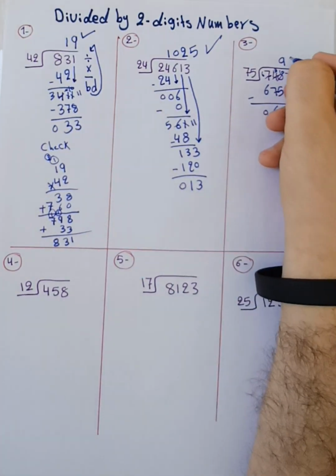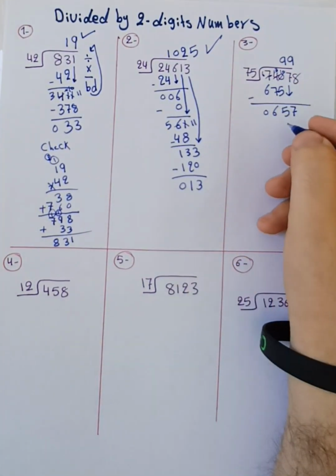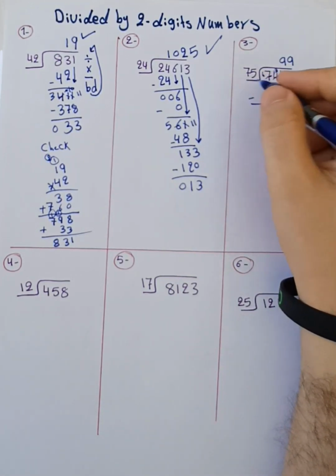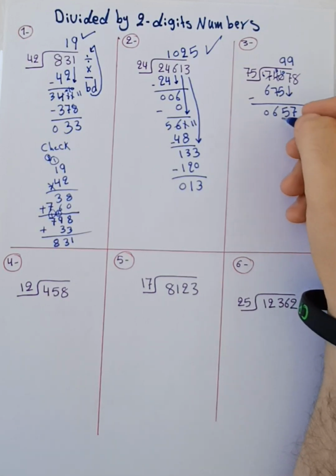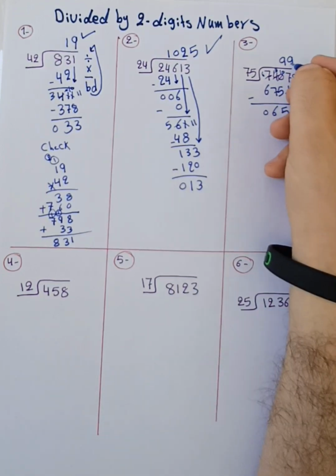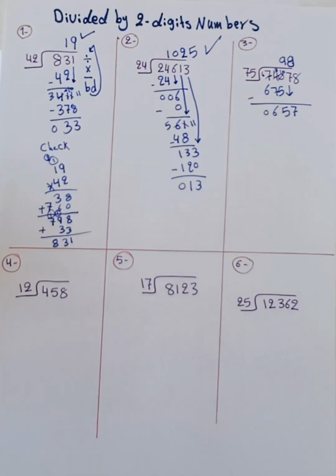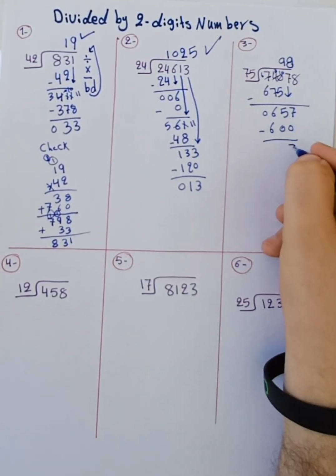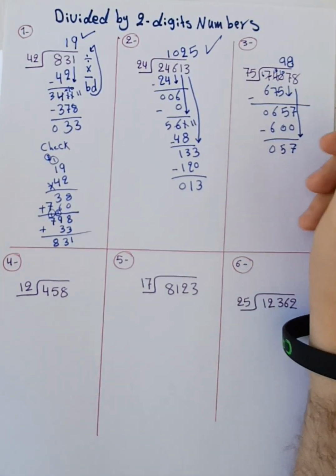So 9 is suitable number because 9 times 75 equal to... sorry, we can't take 9 because 9 times 75 equal to 675. 675 is greater than 657, so 8 is suitable number, and 8 times 75 equal to 600. 7 minus 0 is 7, 5 minus 0, and then we have to bring down the last number 8.